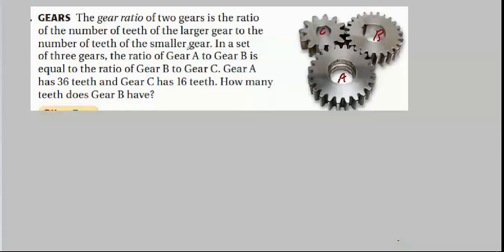So let's just let A represent the number of teeth on gear A, and B the number of teeth on gear B, and C the number of teeth on gear C. What they tell us, if we rewrite this algebraically, is that the ratio of A to B equals the ratio of B to C. And remember, we can also write this, if it makes the algebra any easier for you, like that. These are equivalent. Whichever one you think makes it easier for you to see a way to solve the problem.